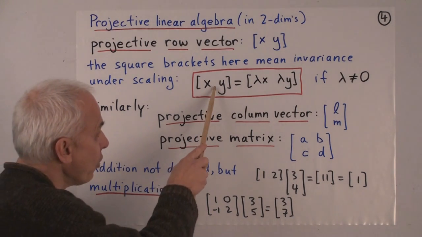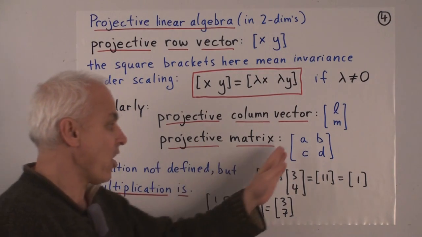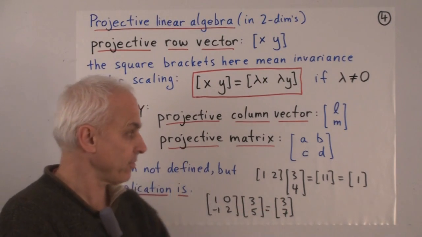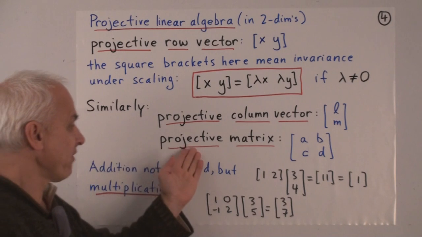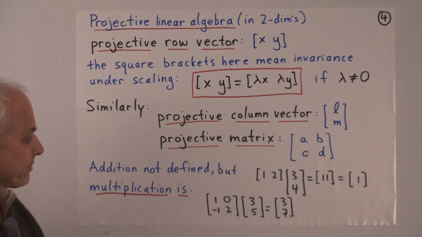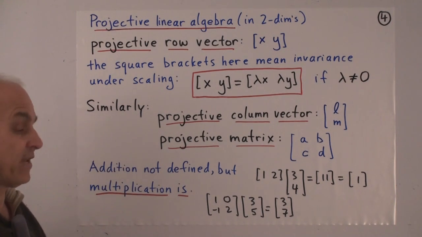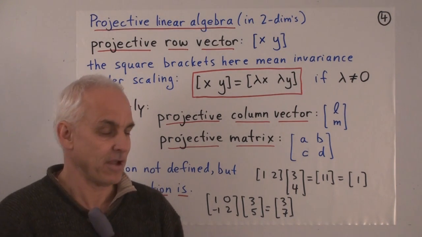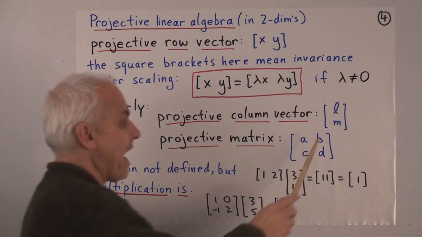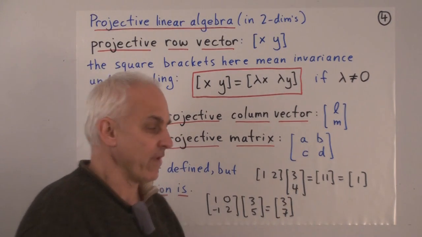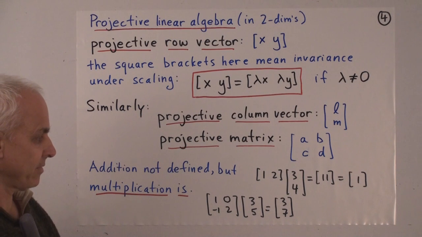And I note that there's no comma here. In this matrix theory, we don't have commas separating the entries, they're just arrays. Similarly, we have a notion of a projective column vector, a notion of a projective matrix. Now, addition of these kinds of things is not defined, at least not immediately. So it doesn't make sense to add two projective column vectors. But multiplication is well defined.